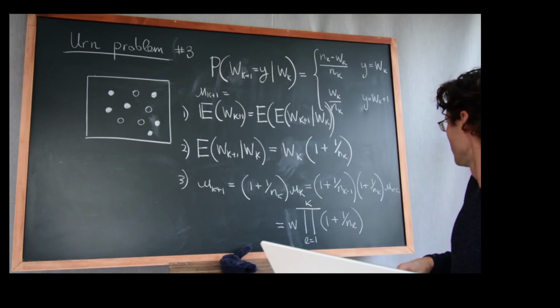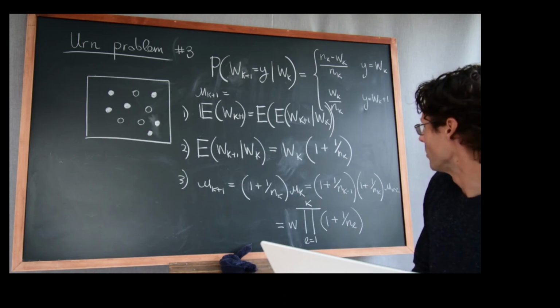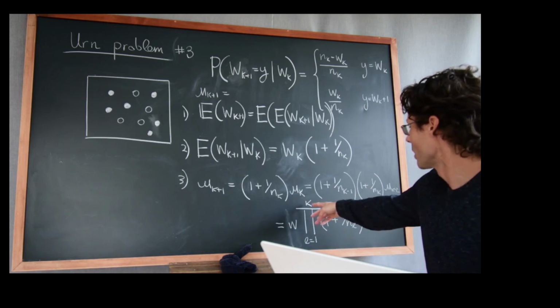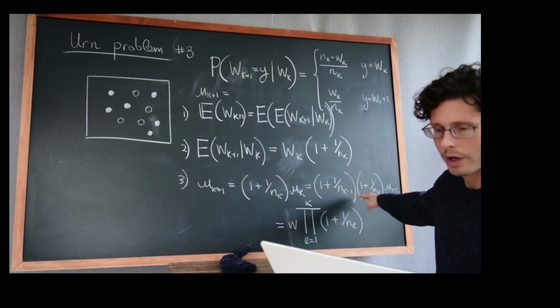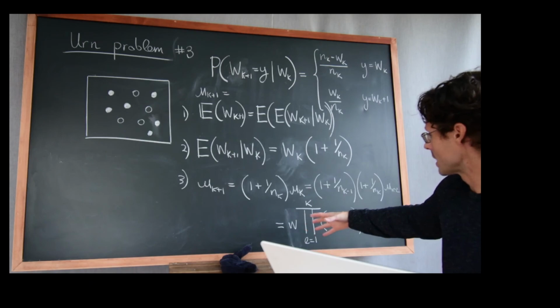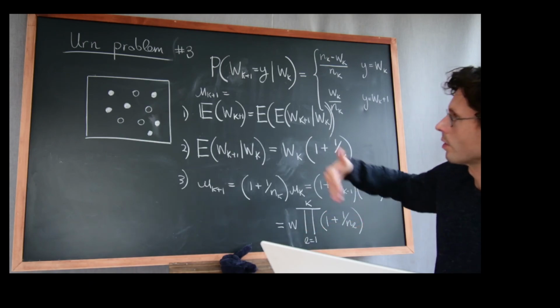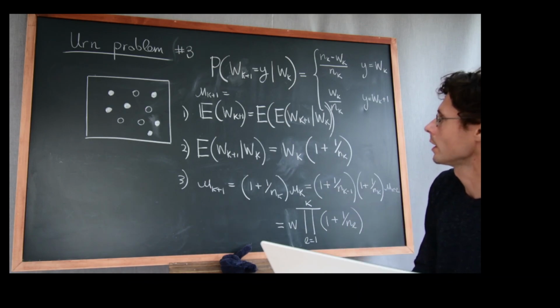Yeah. So you have this product here, and you can start seeing the main difference is that as k becomes larger and larger, you're taking a product of something that's bigger than 1. And so clearly this is increasing. The number of white marbles is increasing over time, which is sort of what we expected.